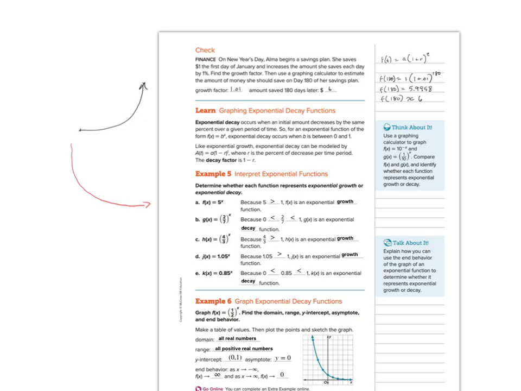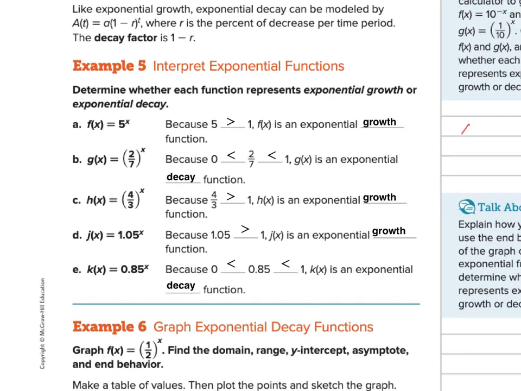Now, if the value of my base is equal to 1, then we just have a constant. So that's why it has to be less than 1 or greater than 1. So looking at this, is it growth or decay? That is 500%. You've got to think about it. This base would be equivalent to 5.00, 500%. This one, 2/7, falls somewhere in between 1 and 0, so that would be a decay.